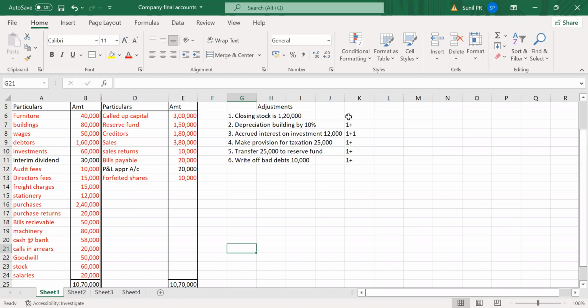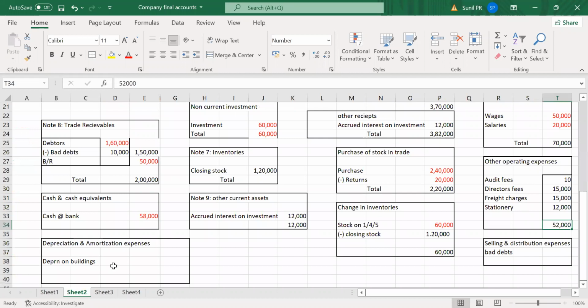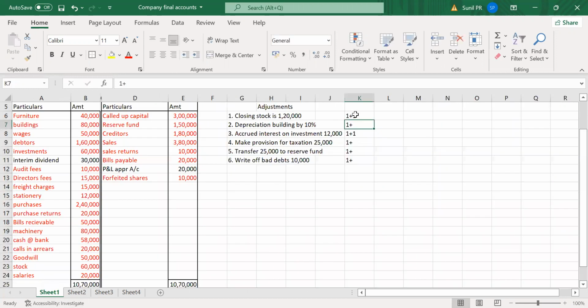Now closing stock, what are all not finished now, we'll take that. Closing stock, as I told, once you took it in asset, once you took it in P&L, depreciation on buildings, only once you have taken. Where you have taken? In the balance sheet. Now you should take it in the income statement. Depreciation on building, 80,000 into 10% will be 8,000. I think it is done twice.